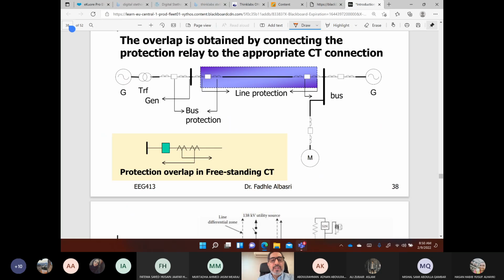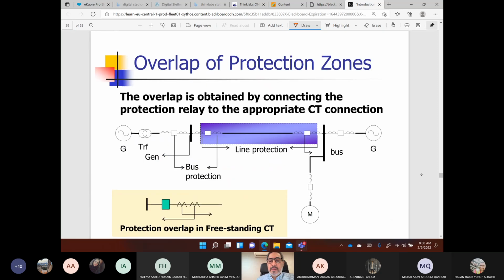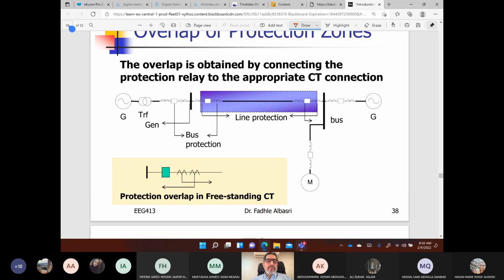Sometimes we have two CTs, sometimes we have one CT with two secondaries. So we can use them, one for each side, to create the overlap. Any questions so far?